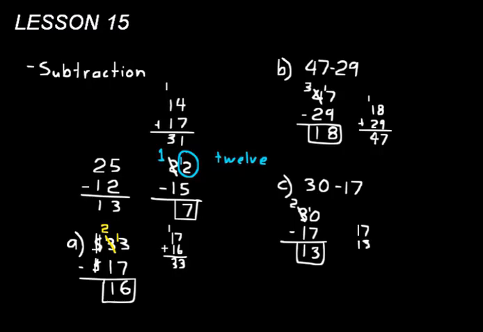17 plus 13. We add up. 7 plus 3 is 10, so we put 0 here, 1 here, 1, 2, 3, 30. And so we did do that problem correctly. Answer's 13. Okay, well that's all for lesson 15.